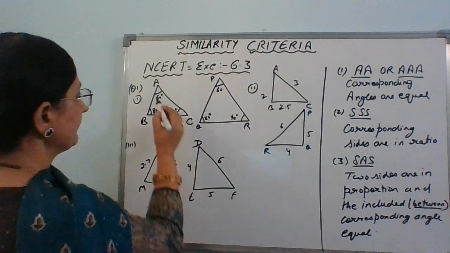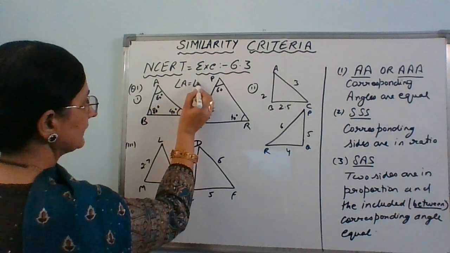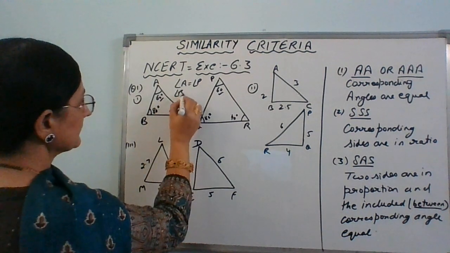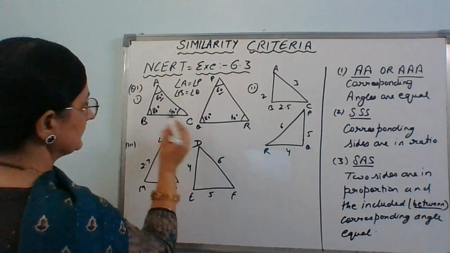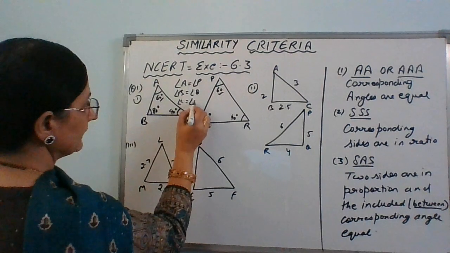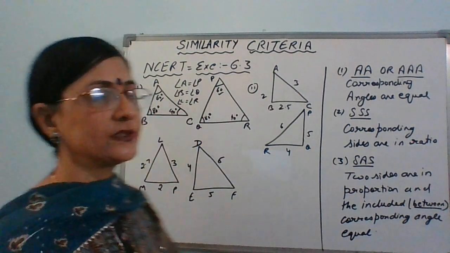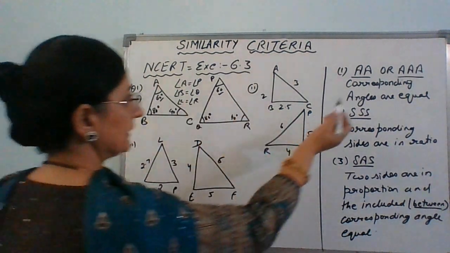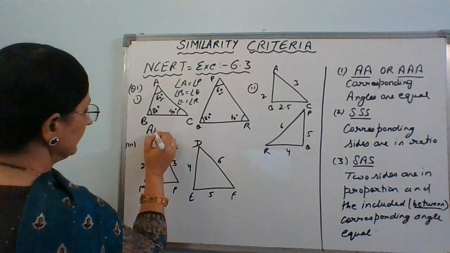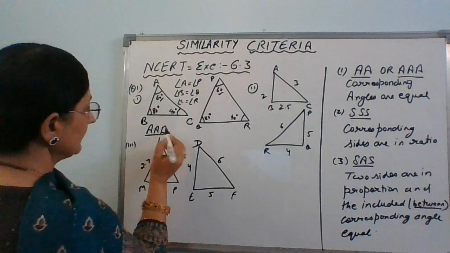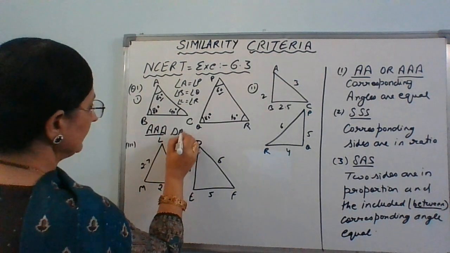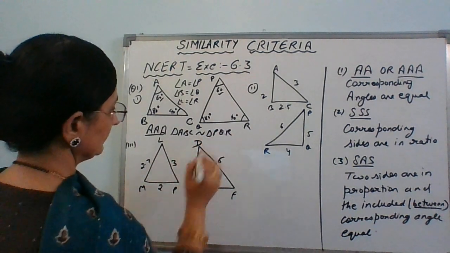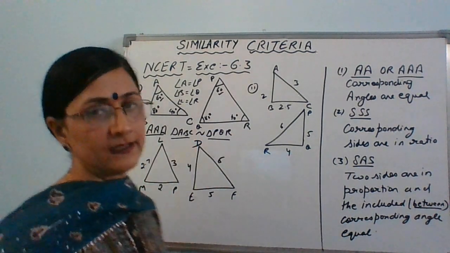Here we can see that angle A is equal to angle P, 60 and 60. Angle B is equal to angle Q, 80 and 80. Angle C and angle R are 40 and 40. So all the 3 angles are equal. Even 2 angles would have worked, AA or AAA. So by AAA, the triangles are similar. So triangle ABC is similar to triangle PQR. So done, they are similar by AAA criterion.